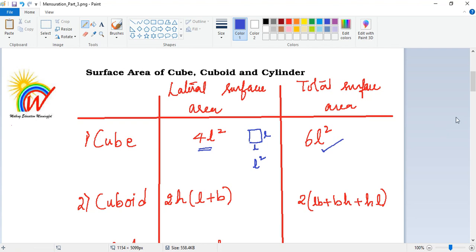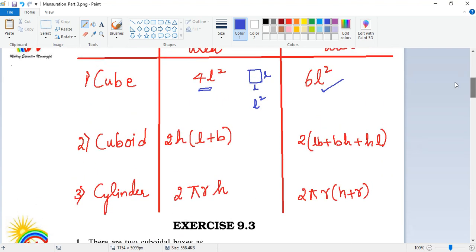Now coming to the cuboid. A cuboid has a length, breadth and height. All three are different, right? So in this case, what happens? If you think about yourself in a room which is of a cuboid shape, you have a different length, different breadth and different height. Now you talk about the floor of the room in which you are standing.